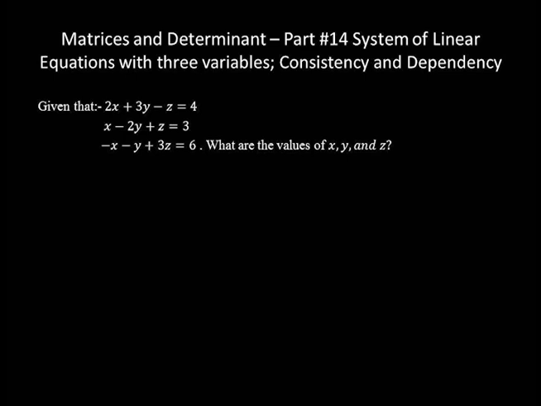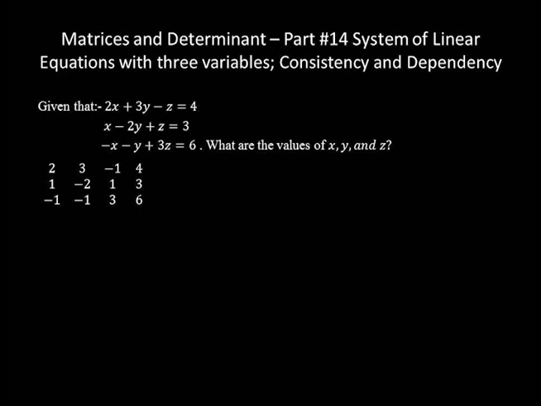In the first equation, the coefficient of x is 2, the coefficient of y is 3, the coefficient of z is negative 1 because minus z means negative 1 times z, and the constant term is 4. In the second equation, the coefficient of x is 1 because x means 1 times x, the coefficient of y is negative 2, the coefficient of z is 1, and the constant term is 3. In the third equation, the coefficient of x is negative 1, the coefficient of y is again negative 1, the coefficient of z is 3, and the constant term is 6.